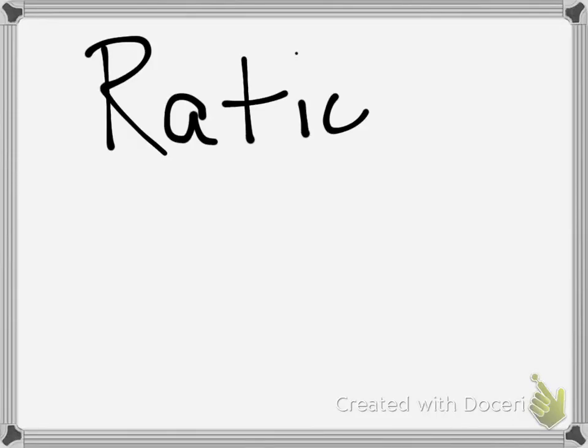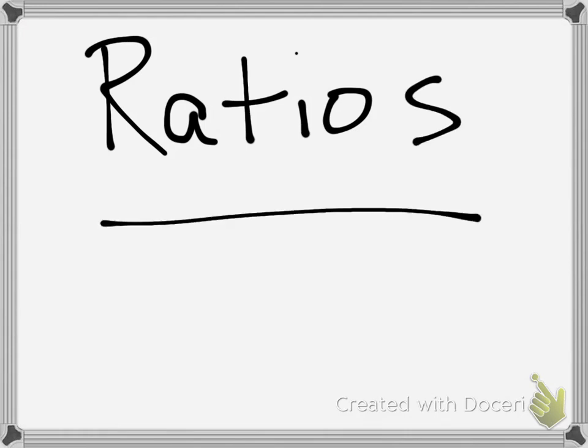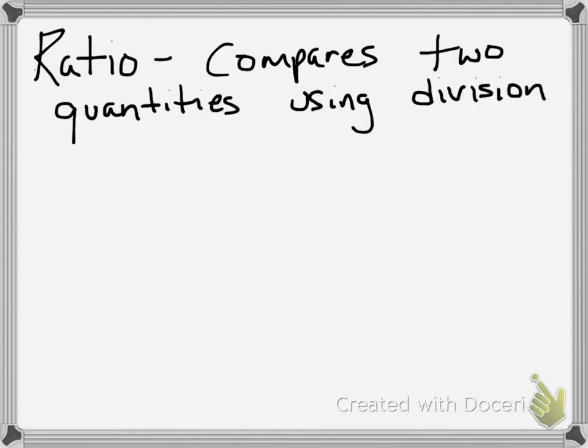This time we are going to be reviewing ratios. Let's get started. A ratio compares two quantities using division, and there's three common ways that we might write a ratio. So I'll write a ratio where I'm comparing the numbers 2 and 6.